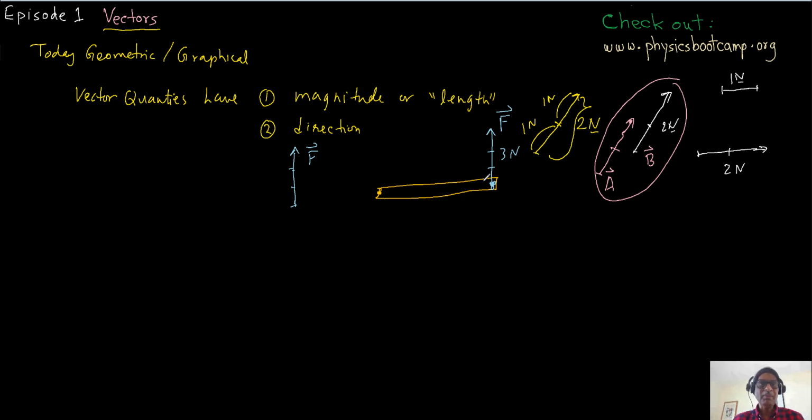All right. So that's what vector quantities look like graphically.